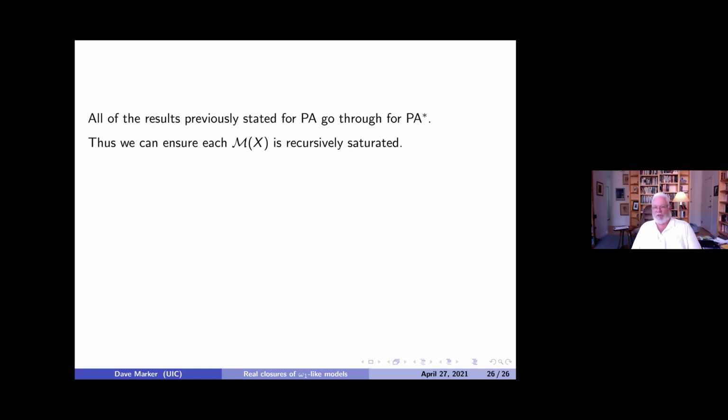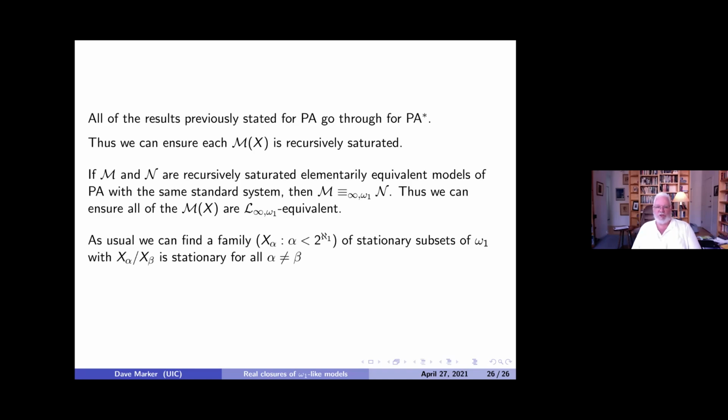As I said, all of the results we proved before about PA go through for PA star. By that I mean the results about rather classless models, the existence and non-existence of conservative and non-conservative extensions. So basically, we go back and do the construction again in a language with a unary predicate where my base structure has a partial satisfaction class. Then when we finish, all of the M of X will be recursively saturated.